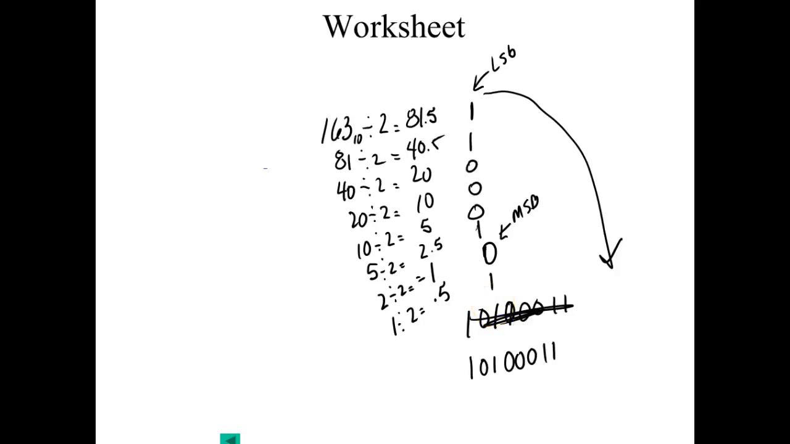I stopped too soon. So we ended up with an odd number. How do I know it's odd? Because the least significant bit is set to a 1. Now let's verify our answer. How are we going to verify our answer?